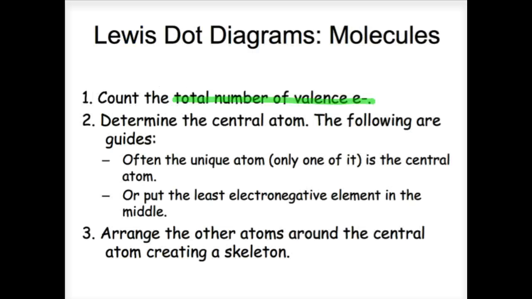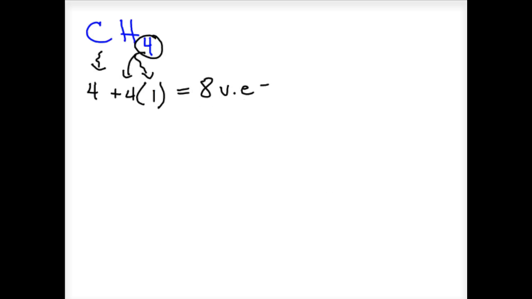The next step is determining the central atom. The central atom has one of two things going for it. It is either the unique atom or it's the least electronegative atom. So let's go back to our example. We have CH4. Carbon is the only one. Hydrogen is technically lower in electronegativity than carbon, but there are 4 of them. So carbon's my central atom.